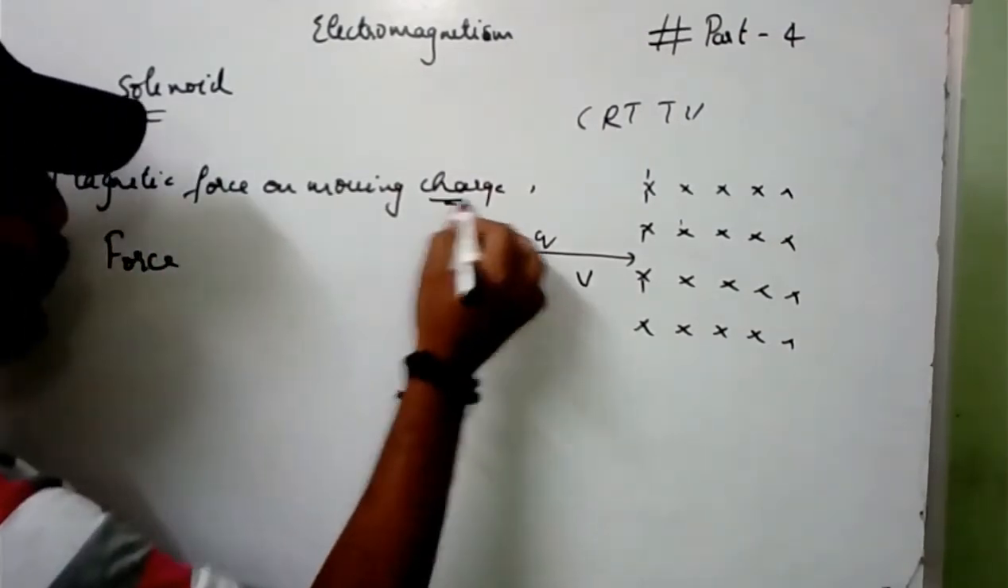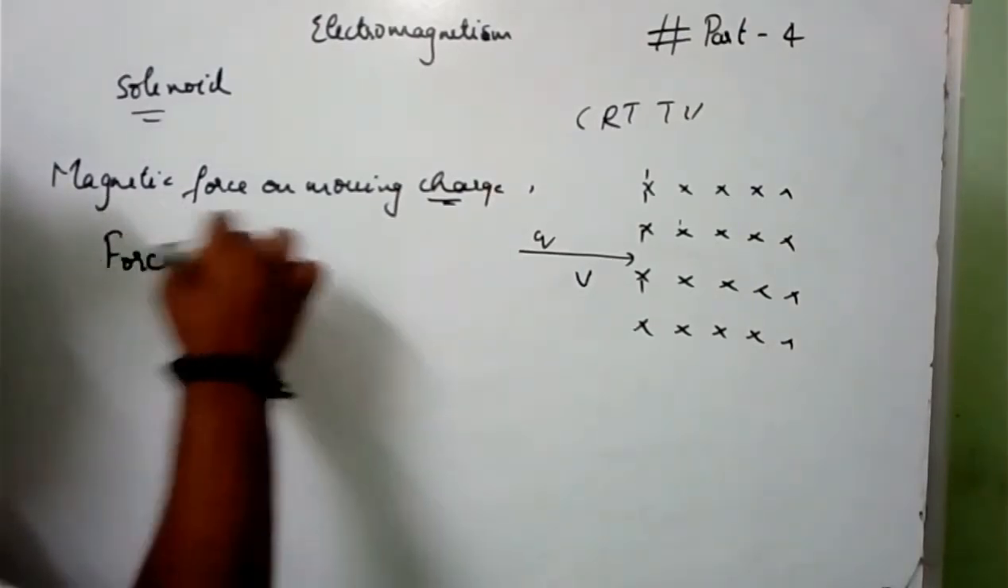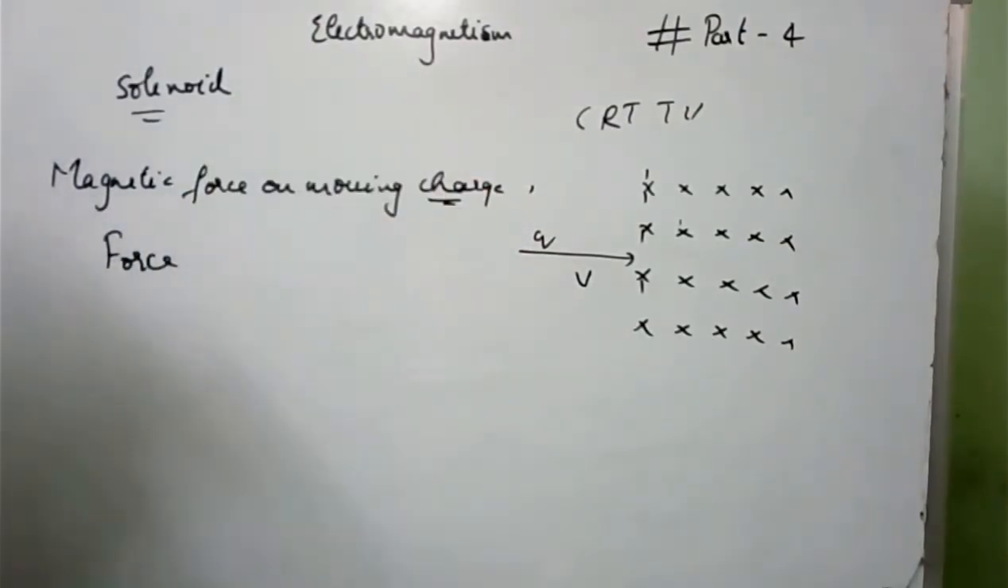Remember, there are two formulas here: magnetic force on the charge and magnetic force on the current. So don't get confused.